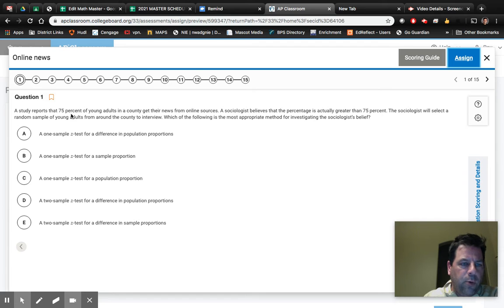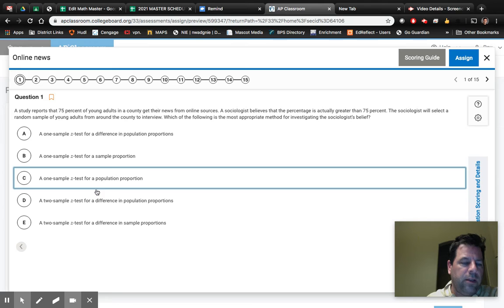Study report: 75% of the young adults, social, believes that it's greater than 75. So which of the following is the most appropriate method? We believe it's greater than 70. So this is a one sample Z test for the difference. Nope, not for the difference. There's only one sample, so it can't be a difference. One sample Z test for the sample? It's never a sample, never a sample. One sample Z test for the population proportion. I think that's what it is. Two samp? It's not two samp. We're going with C.